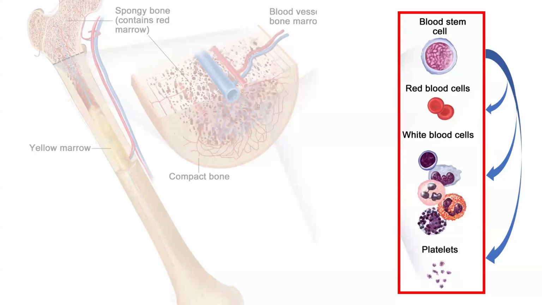And the factory starts with something called a stem cell. So this is a very early blood cell that then matures into the final product of either a red cell, a white cell, or a platelet.